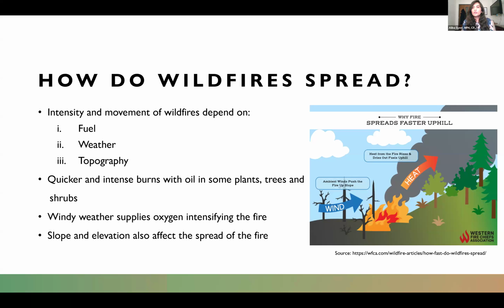And lastly, we have the topographical features such as slope and elevation, which also determine how fast the fire would spread. A fire is bound to spread quickly uphill if it ignites at the bottom of a steep slope because the heat rises further uphill. So, according to the image, the wind pushes the fire upslope, resulting in the heat from the fire rising further upward. This will become clearer in the next slide, where I will share a video with you all that goes over how the topography influences the spread of wildfires.